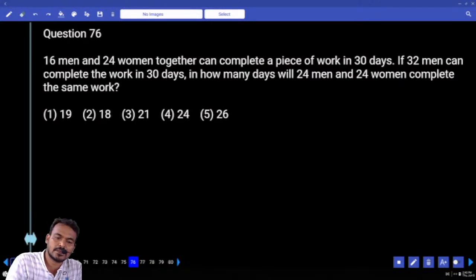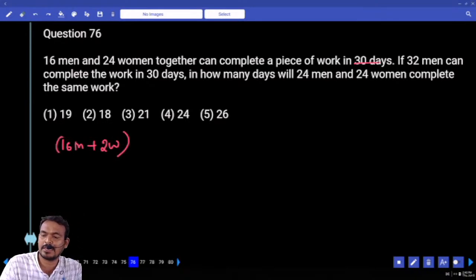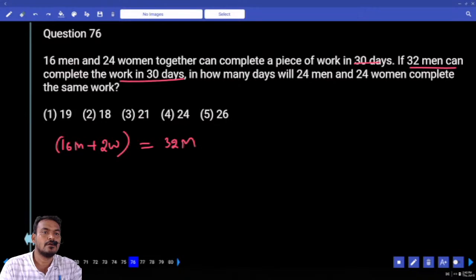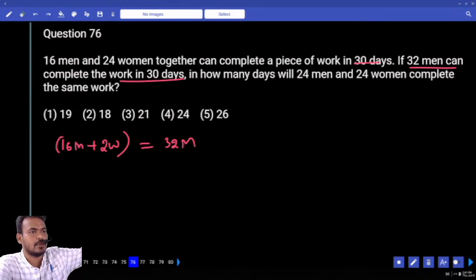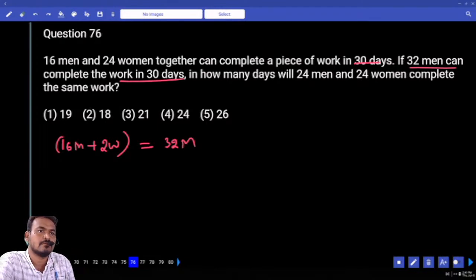Same work. First of all, 16 men and 24 women together can complete the work in how many days? 30 days. 32 men also can complete the same work in 30 days. Are both the times the same or not? Does it mean 16 men and 24 women equal 32 men's work or not? These two are equal or different? Equal. Normally efficiency into time, efficiency into time. Both sides 30 get cancelled or not?